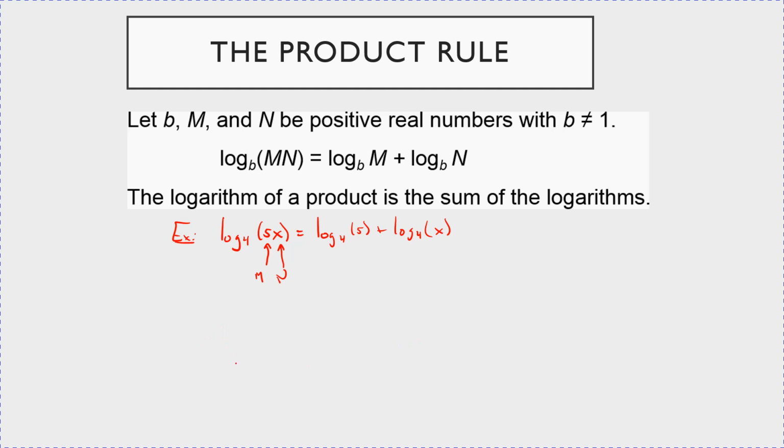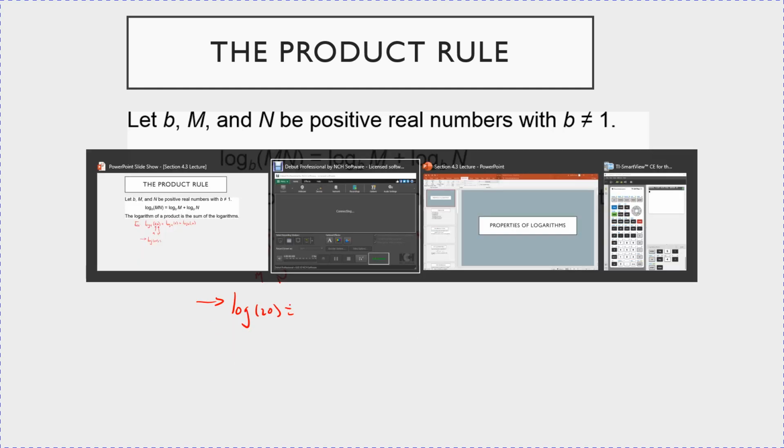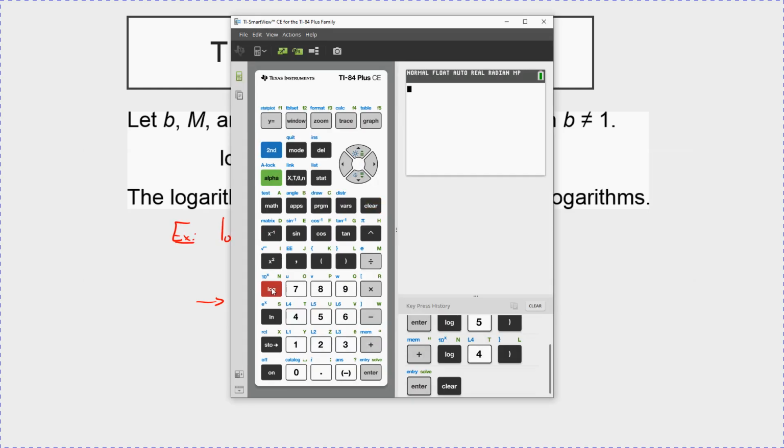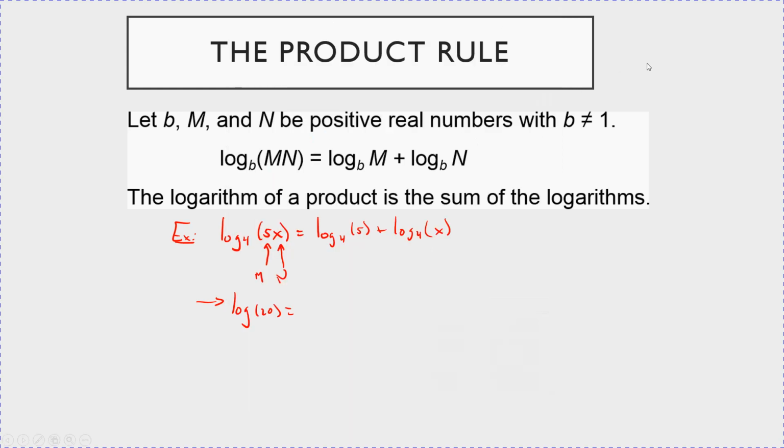All right, I'm going to show you how this works with the calculator. Let's take the common log and see what log of 20 is. Okay, so watch. I'm going to grab my calculator. And look, log of 20 is roughly 1.301.